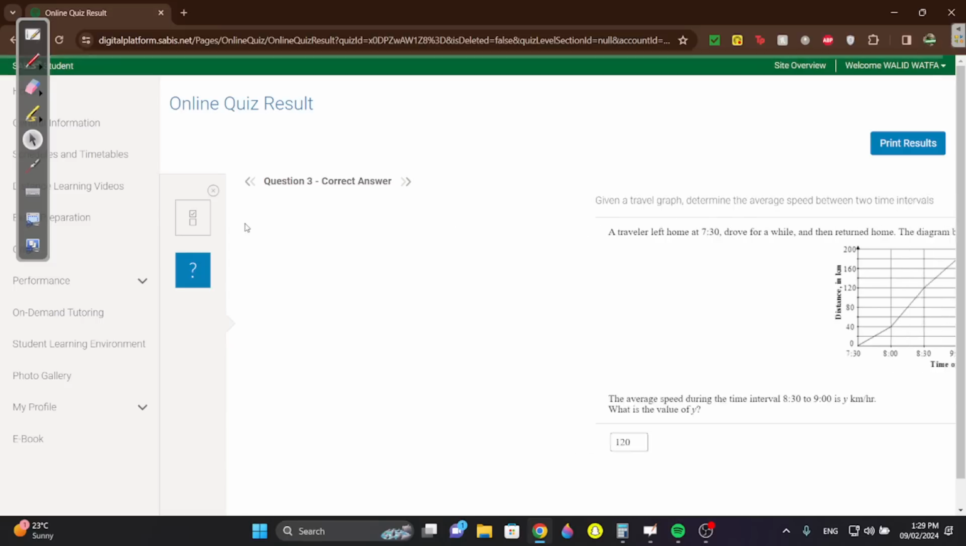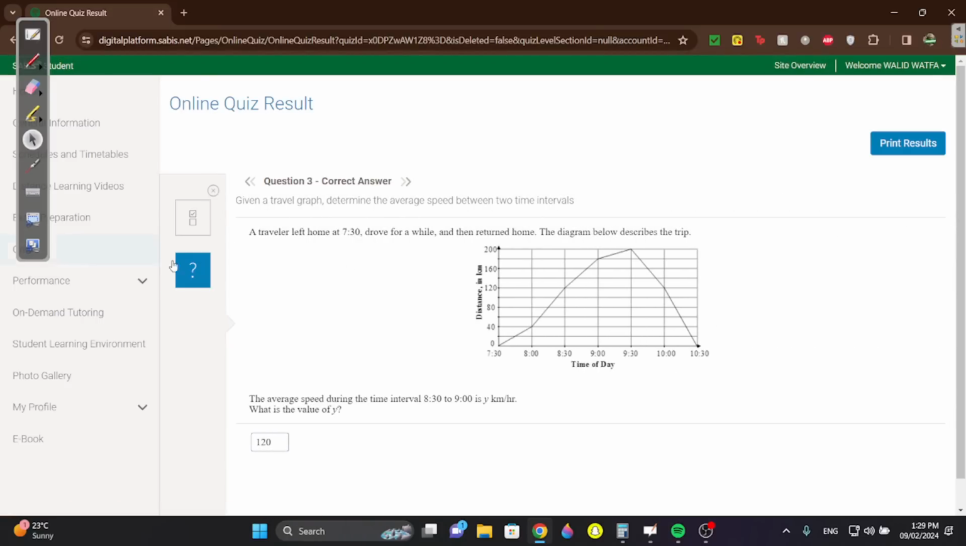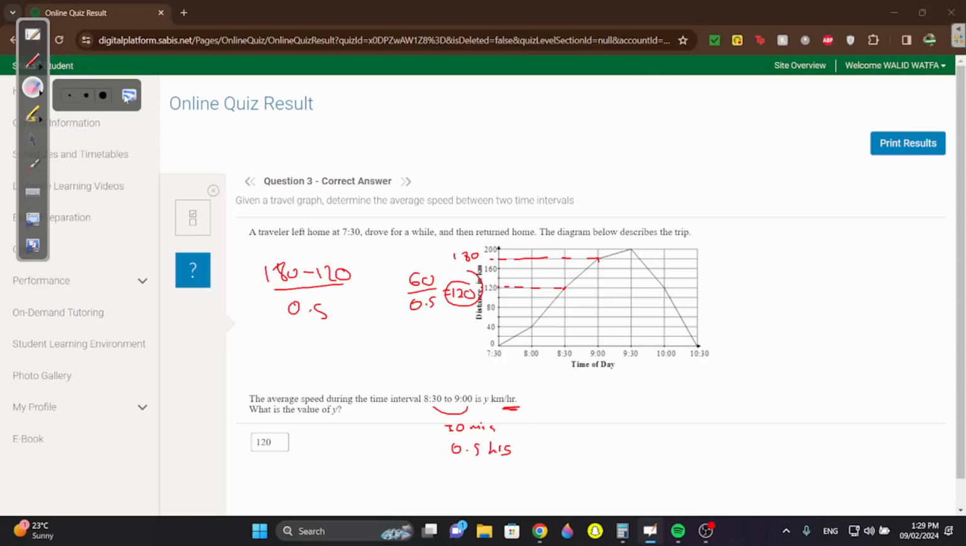Question 3. What is the average speed between 8:30 and 9? 8:30 is over here at 120 and 9 is over here at 180. So you do 180 minus 120 over the time. Please don't put 30, because they're saying in hours. It's 30 minutes, but we want it to be hours, which is 0.5 hours. So over 0.5, you get 60 over 0.5, which is 120. Okay.